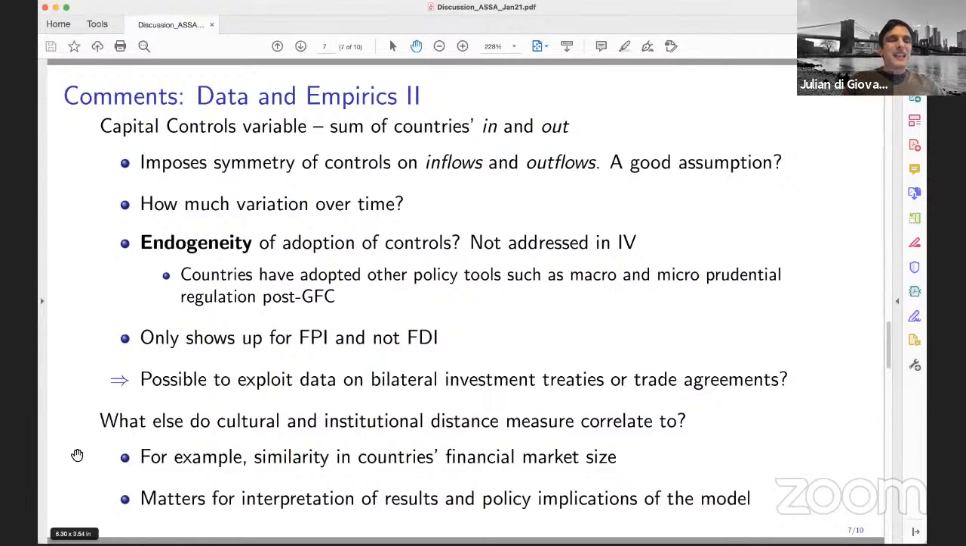Slightly more problematic, and what really gets to the heart of what I'm trying to think about, how to take everything together, is: what else do cultural and institutional distance measures correlate to? For example, do they correlate to the similarities of countries' financial market size, or development overall? And this matters for the interpretation of results, as well as the policy implications they're trying to take away from the model vis-a-vis bilateral frictions. Okay? And this gets back to this notion of net versus gross flows I touched upon at the beginning.